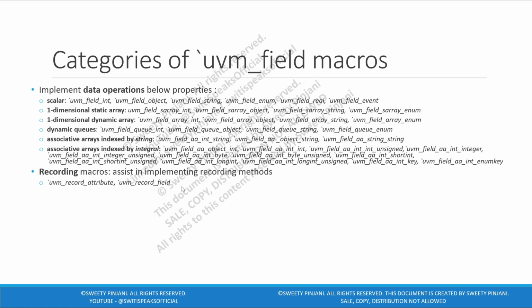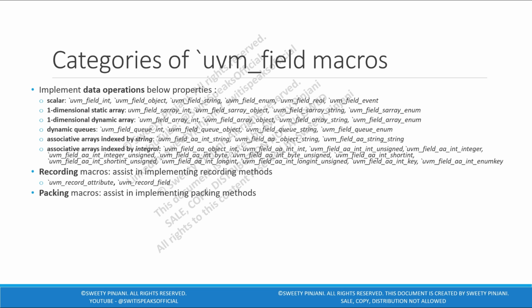Then you have UVM record field. So UVM record field, what will it do? It will record name value pairs into the transaction recording database. There can be some name and value pairs which you want to record. Record that using UVM record field.